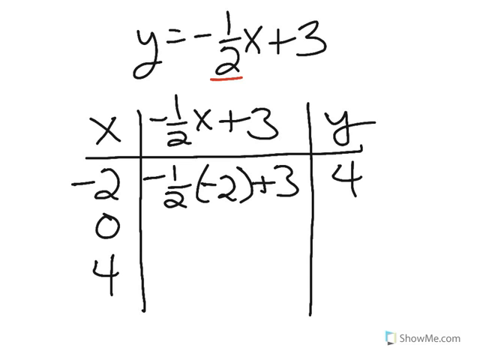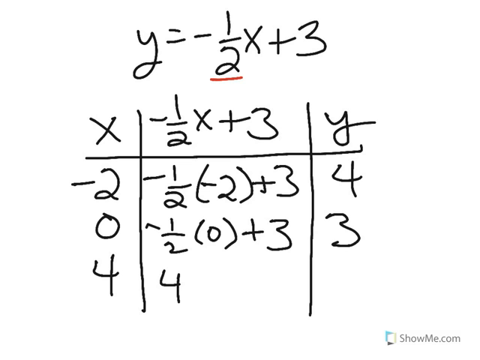Now we do the same thing for 0. Negative 1/2 times 0 plus 3. Well, anything times 0 is 0, and 0 plus 3 is 3. Finally, we'll put 4 in. Negative 1/2 times 4 plus 3. Well, negative 1/2 times 4 is negative 2, and negative 2 plus 3 is positive 1.